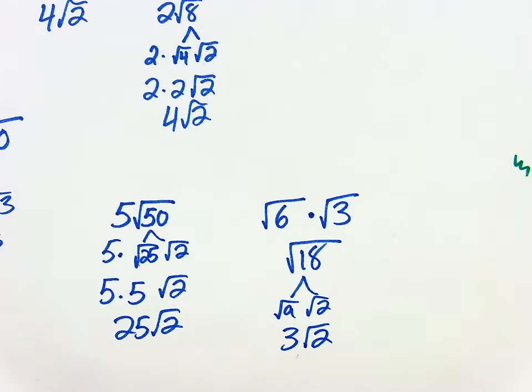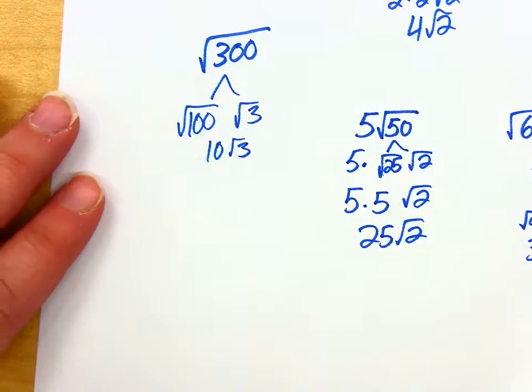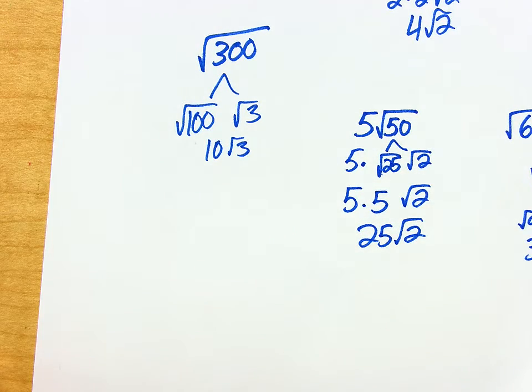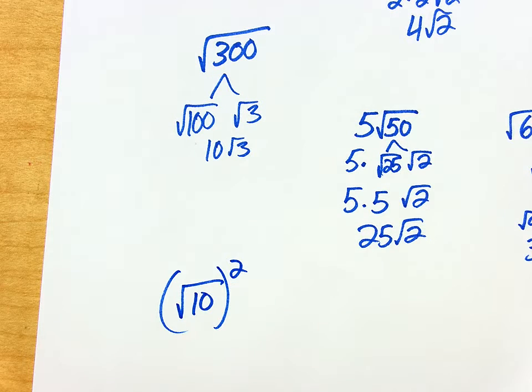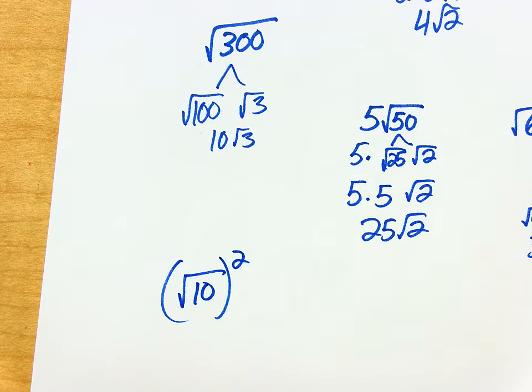So this is just a quick recap, because you've already learned this. I just want to make sure that you remember. What happens if I want to do something like, how about the square root of 10, and then I want to square it? What's that come out to be? It's just 10.